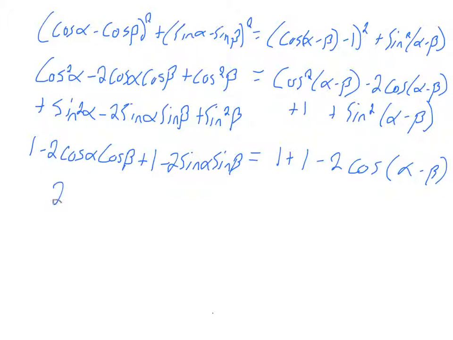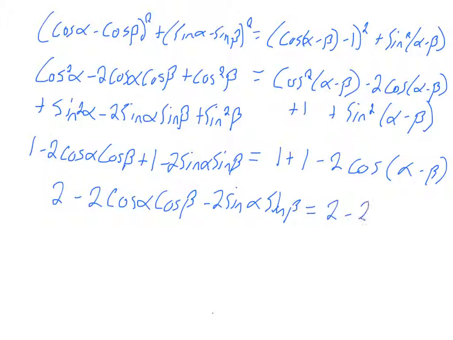I'll end up getting 2 minus 2 cosine alpha cosine beta minus 2 sine alpha sine beta, equals 2 minus 2 cosine of alpha minus beta.